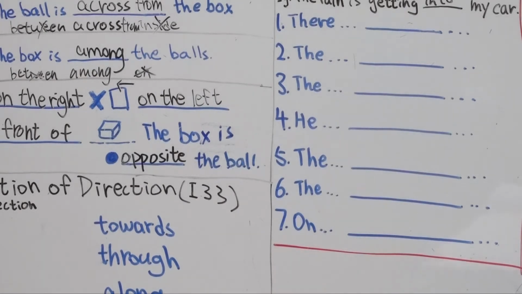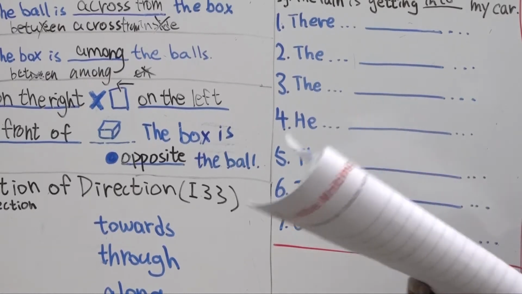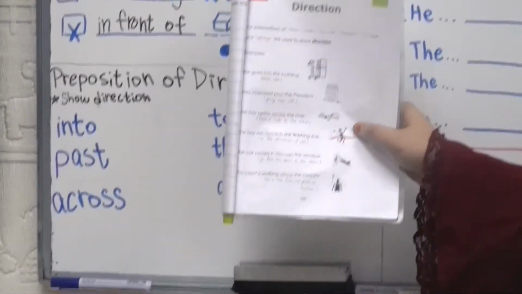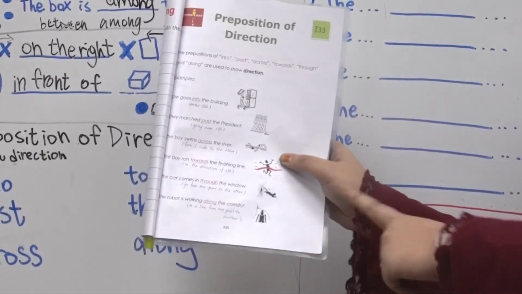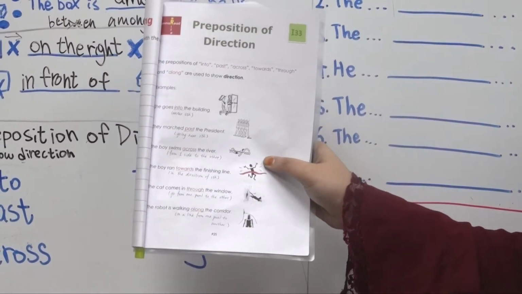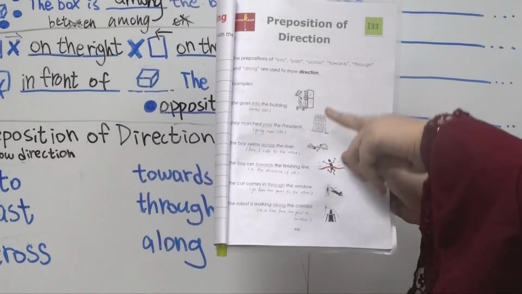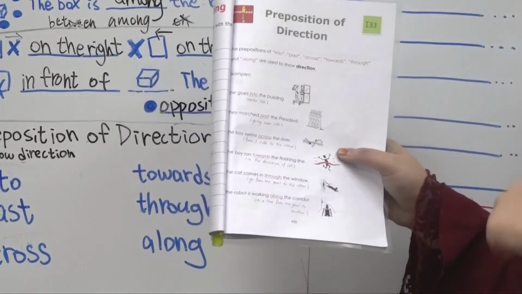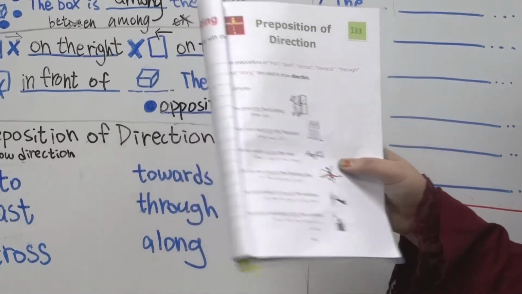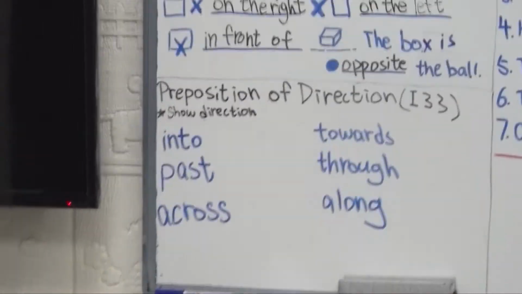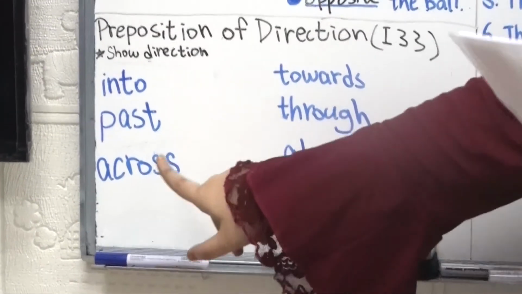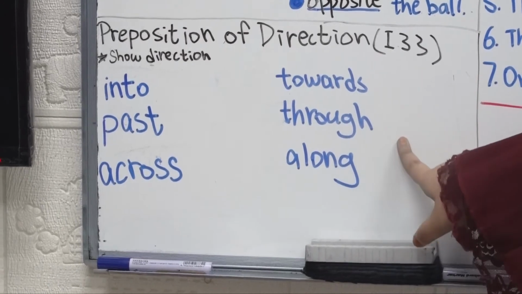Today we'll be learning a new topic, all right? Our topic today is preposition of direction. All right, direction. So here are some prepositions in your book, right? You may turn to your book, page number 25. So the prepositions of direction, including into, past, across, towards, through, along, are used to show direction.